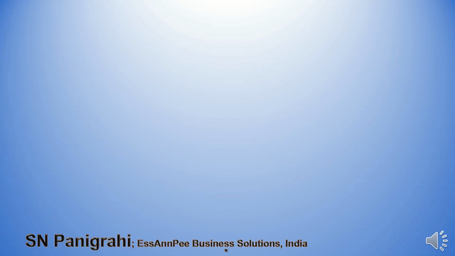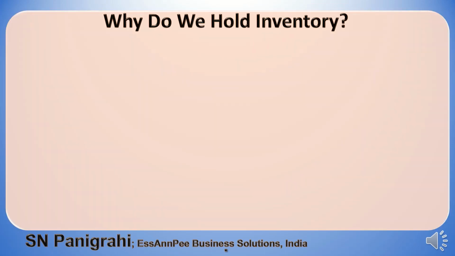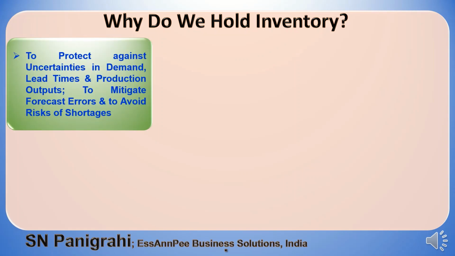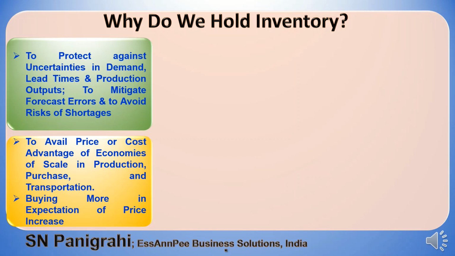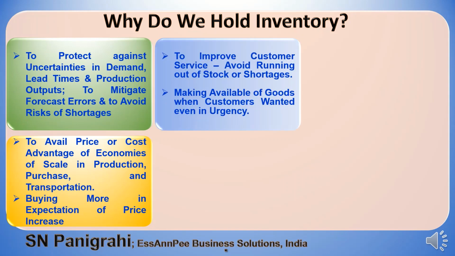Why do we hold inventory? The primary objective in terms of holding inventory is to protect against uncertainties in demand, lead times and production outputs, to mitigate forecast errors and to avoid risks of shortages. To avail price or cost advantage of economies of scale in production, purchase, and transportation. Buying more in expectation of price increase. To improve customer service, avoid running out of stock or shortages.